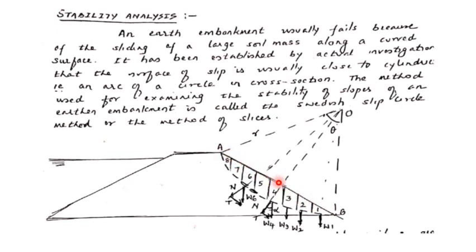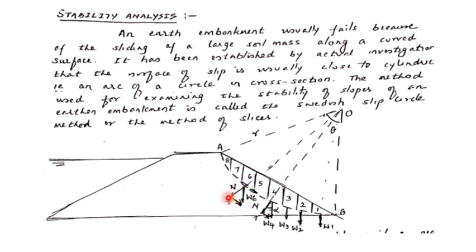Now the portion between the slip circle and the downstream slope is divided into a number of slices of equal width. Usually the slices will be around 8 to 12, and each of the slices will be of equal width. The next step is to calculate the weight of each of the slices. For example, for slice 1 weight W1, W2, W3, W4, W5, W6 and so on.